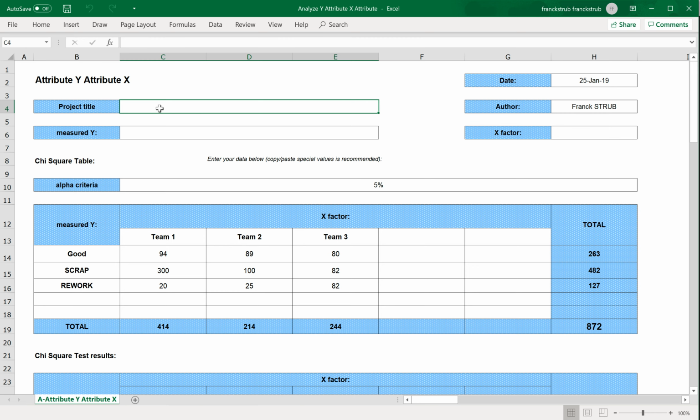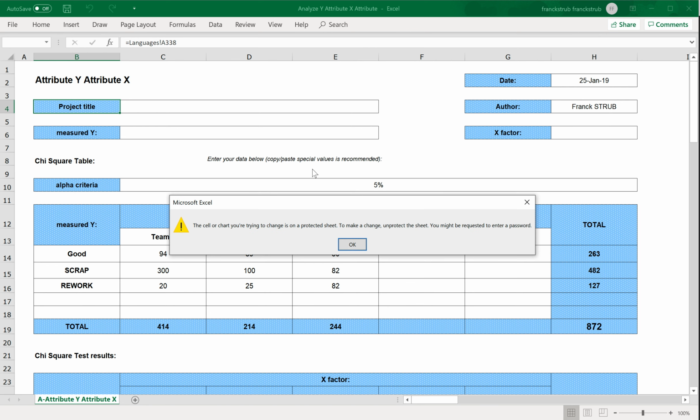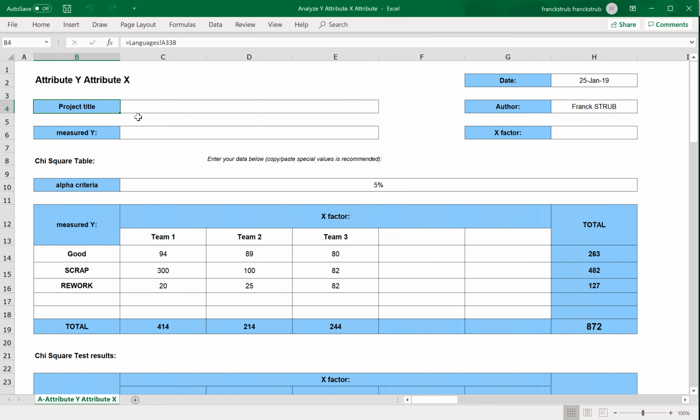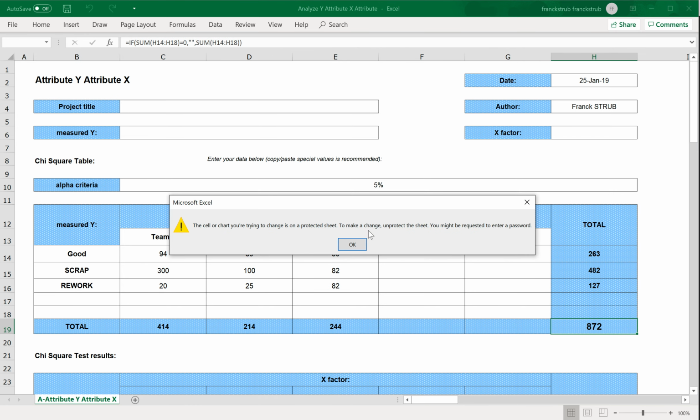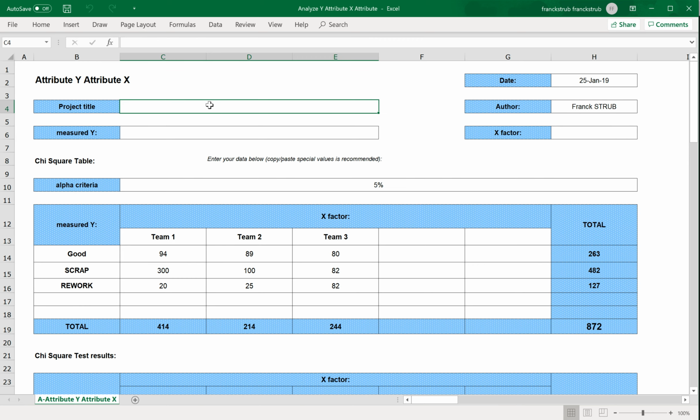First thing you have to know is that in this tool, all cells in blue are protected. It means that you cannot delete or erase them. But if there is a formula, you will see it on the top bar. Okay? And all white cells, this is for you to input your own data.